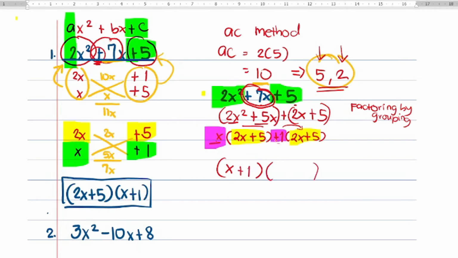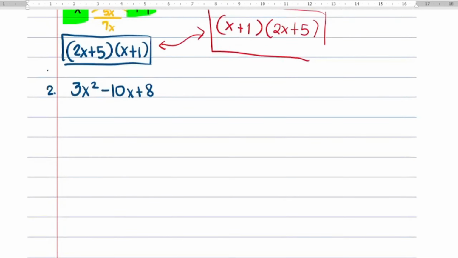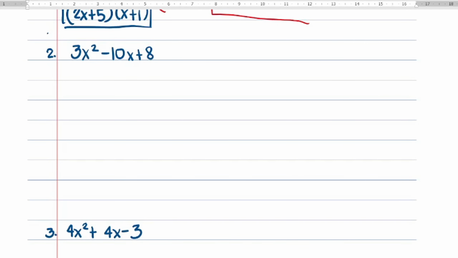Then, we will copy the common factor, which is 2x plus 5. So this is now the final answer. So they are just the same, right? So pwede na sila magpilo 2x plus 5 una, then x plus 1. So that's how we do it using the AC method. Okay? Now let's proceed to the next one. Still the same. We'll do both the cross and the AC method.